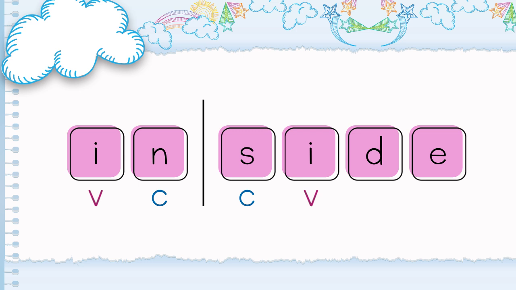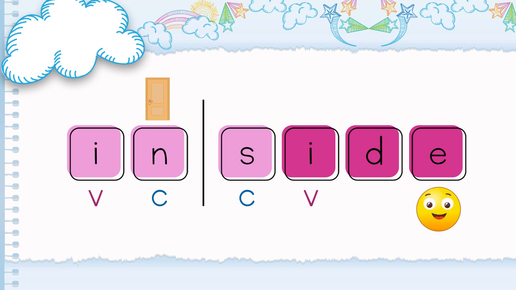The consonant N closes in the first syllable. This is a closed syllable, and the vowel sound is short. The first syllable says in. The second syllable is a vowel, consonant, and silent E syllable.